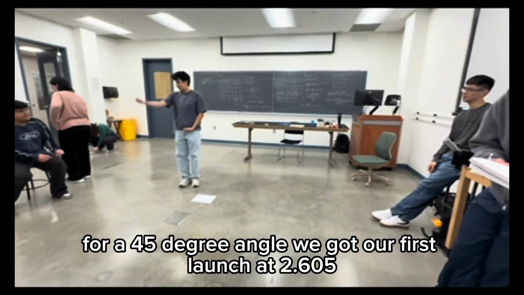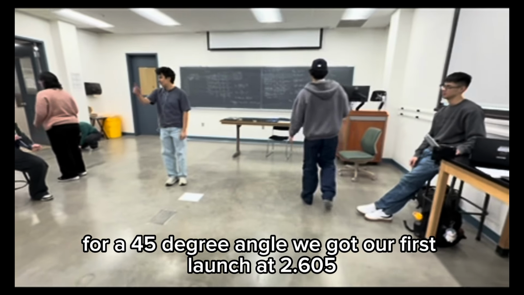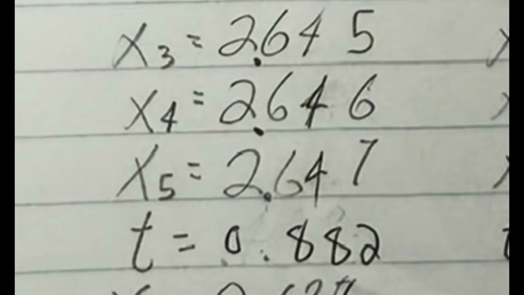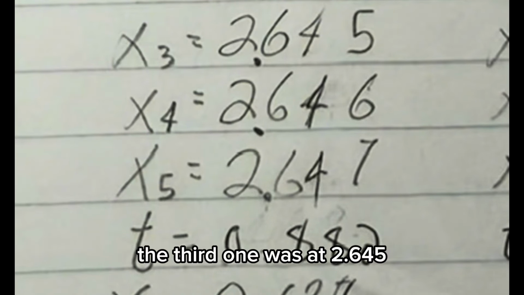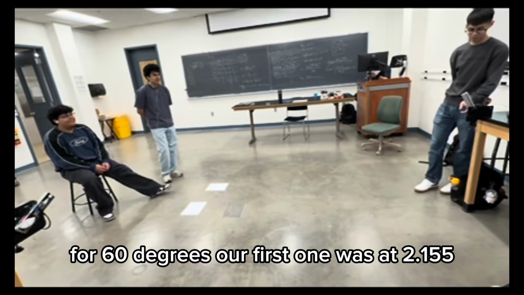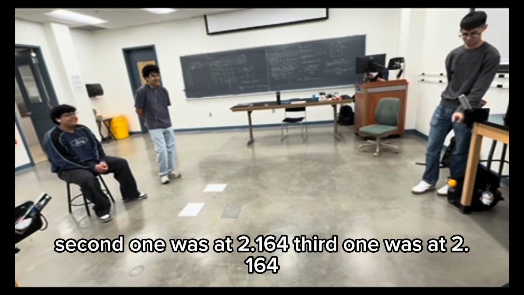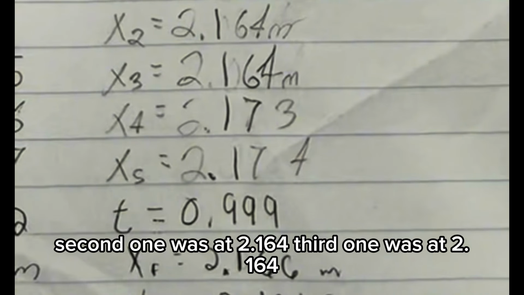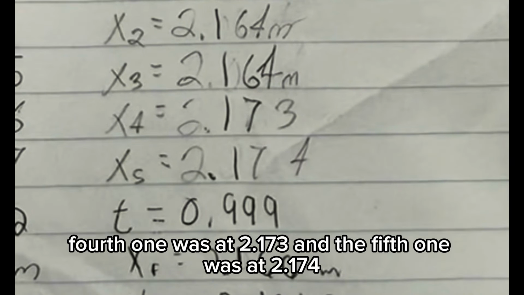For our 45 degree angle, we got our first launch at 2.605. The second launch was at 2.64. The third one was at 2.645. Fourth one was at 2.646. And the fifth one was at 2.647. For 60 degrees, our first one was at 2.155. Second one was at 2.164. Third one was at 2.164. Fourth one was at 2.173. And the fifth one was at 2.174.